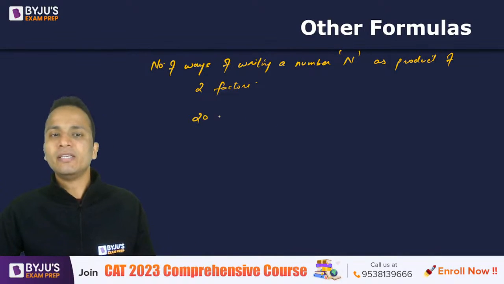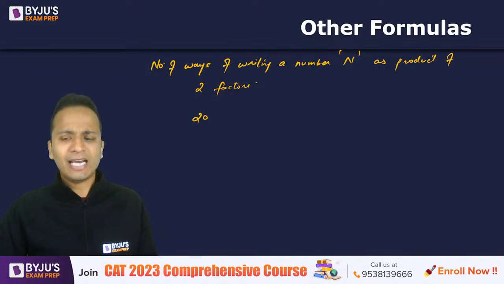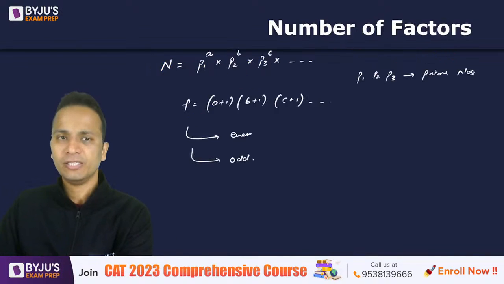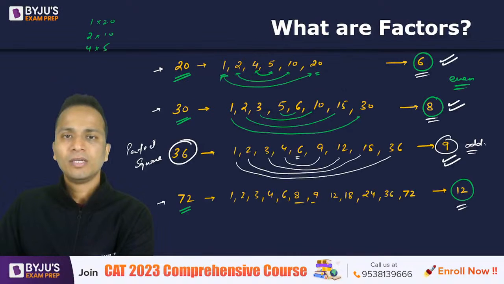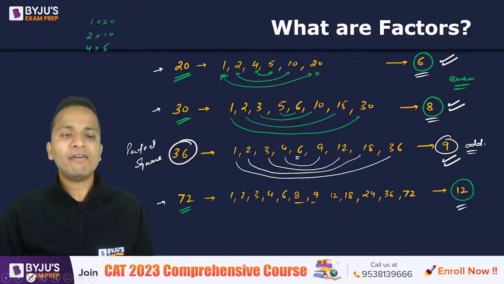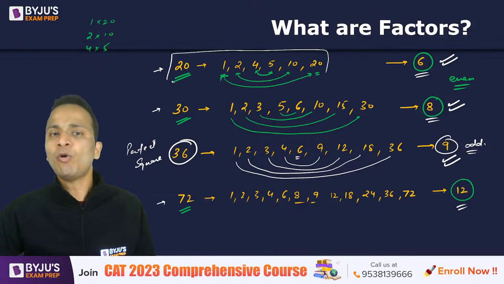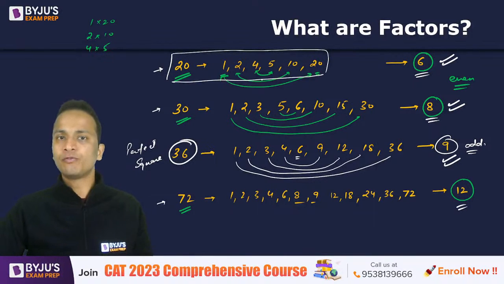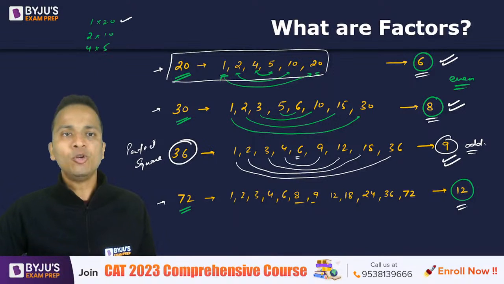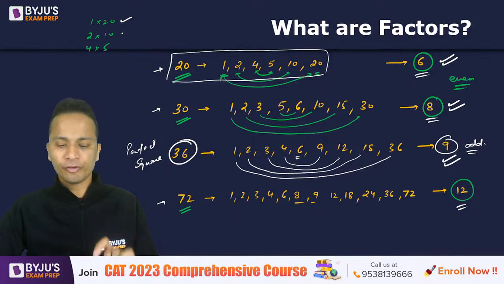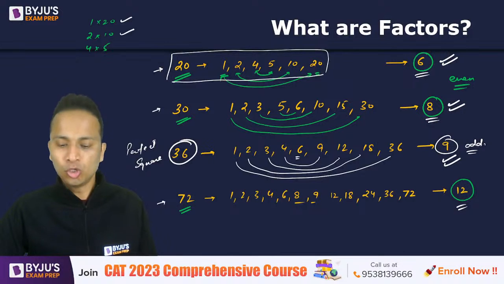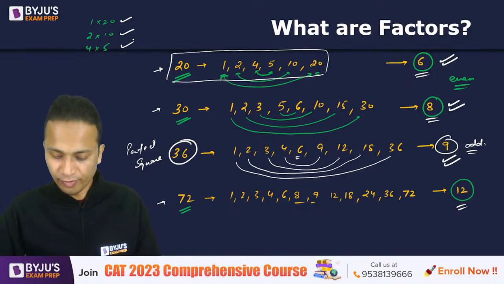So 20, I'll not write it, I'll take you back to the previous screens. So for 20, I have written all the factors as you can see. Now, if I want to write 20 as the product of two factors, look at the top left corner of your screen, 1 into 20, 2 into 10, and 4 into 5.